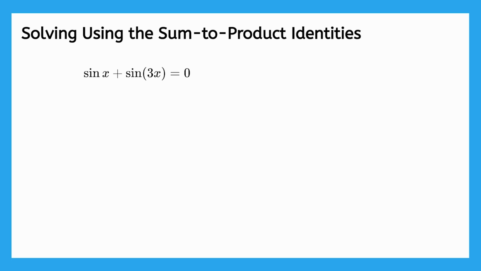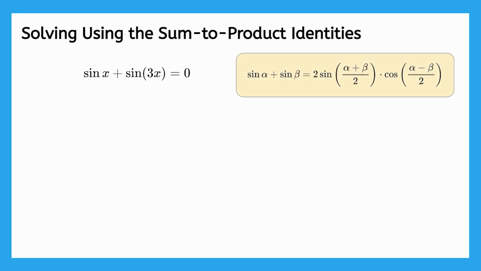We can use one of the sum to product identities to write the left side as a product. Pause now and use the identities you've learned in this unit to rewrite the left side of this equation as a product in terms of sine and cosine. What did you end up with?